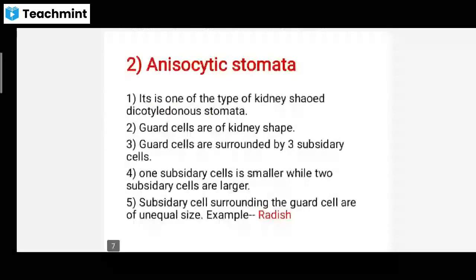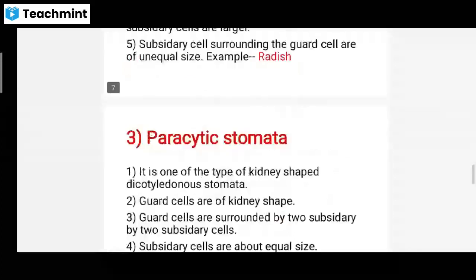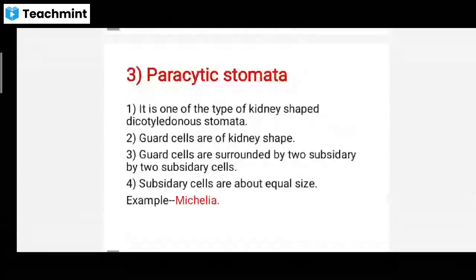Next type, anisocytic stomata. It is one of the types of kidney-shaped dicotyledonous stomata. Guard cells are of kidney shape. Guard cells are surrounded by three subsidiary cells. One subsidiary cell is smaller while two subsidiary cells are larger. Subsidiary cells surrounding the guard cell are of unequal size. Example, radish.